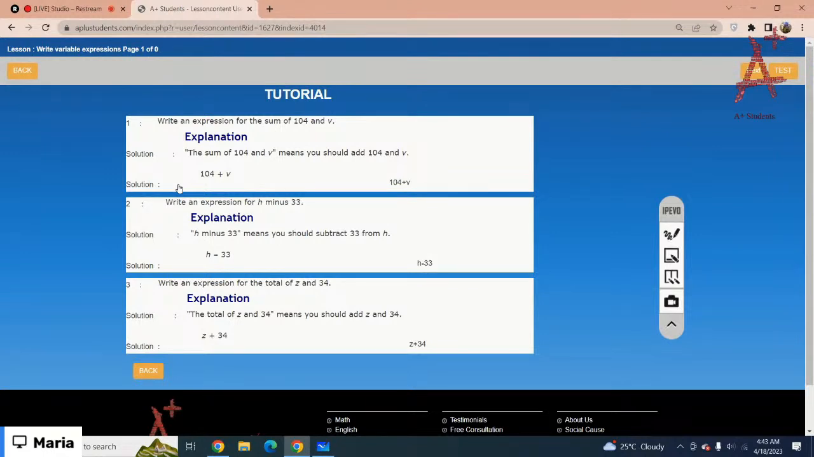Okay, the next example is write an expression for h minus 33. That means you have to subtract 33 from h. Okay, the next one is write an expression for the total of z and 34. Whenever you have the word total, that means you have to add. Got it? That means you have to add z and 34. So it would be z plus 34. Got it?